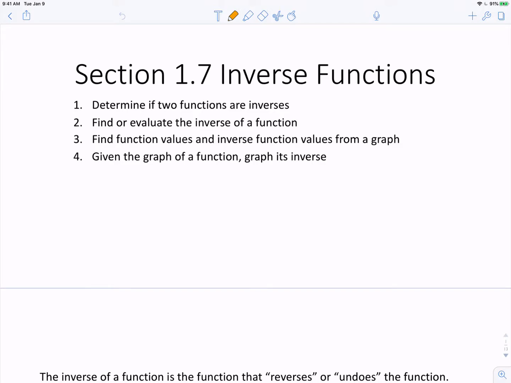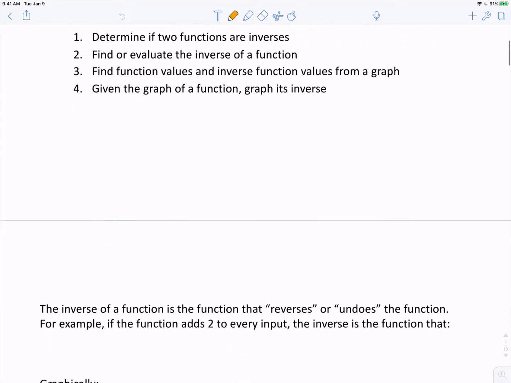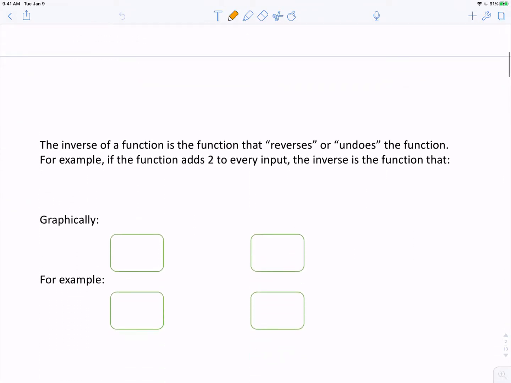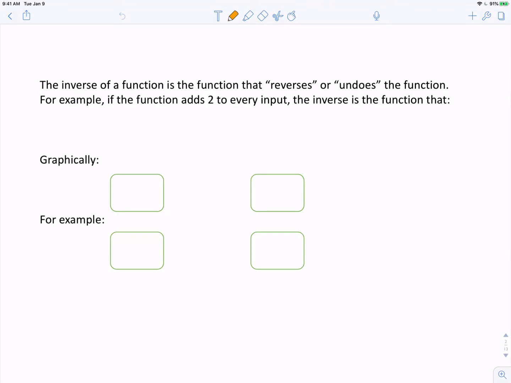1.7 Inverse Functions. In this section, we'll determine if two functions are inverses, find or evaluate the inverse of a function, find function values in inverse functions from a graph, and given the graph of a function, graph its inverse. The inverse of a function is a function that reverses or undoes the function. For example, if a function adds 2 to every input, then the inverse, the opposite of adding 2, would be subtract 2.